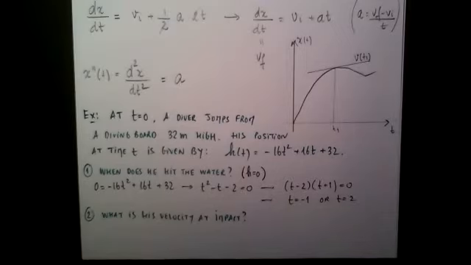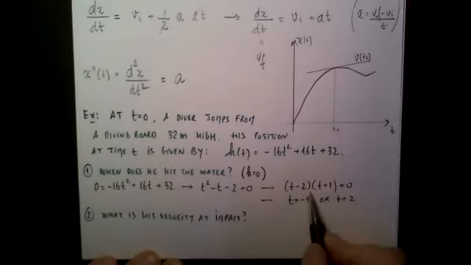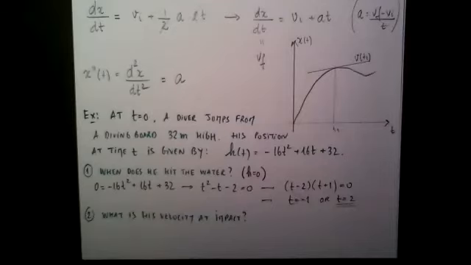Is that what you got? Yes? So obviously, t could not be a negative number. So after 2 seconds, he hits the water. Good. What does the minus 1 mean?